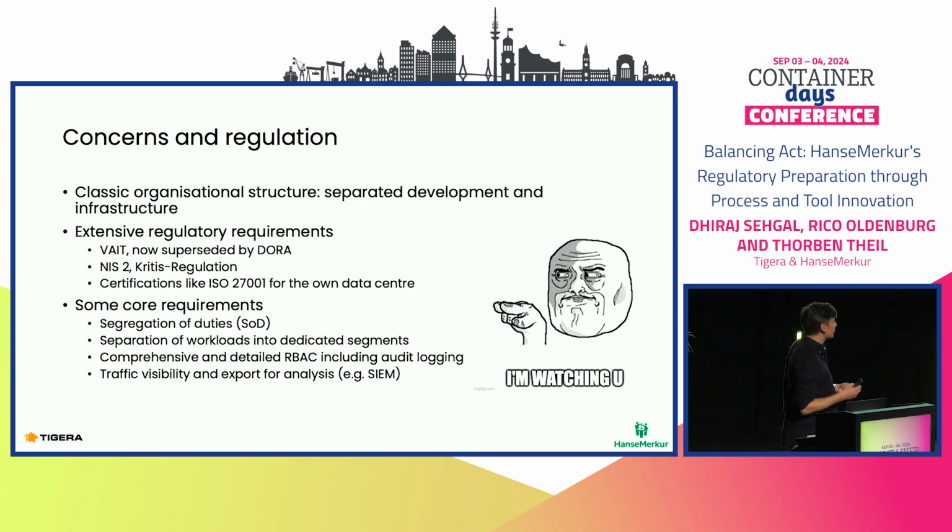And some of these core requirements that we will be talking about later on are the segregation of workloads into separate network segments, what we already had. And the segregation of duties is a very big point in our environment. And also a comprehensive and detailed RBAC rule set with, of course, audit logging, and we need full transparency and visibility of all the traffic, and also have to export all the data that we have into security monitoring, like SIEM.